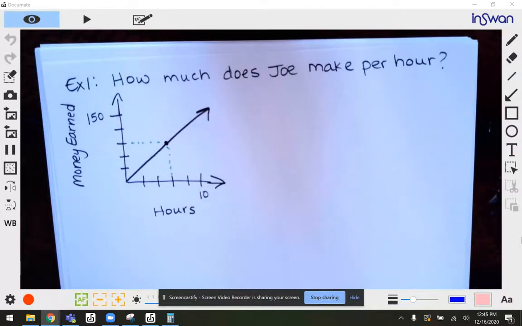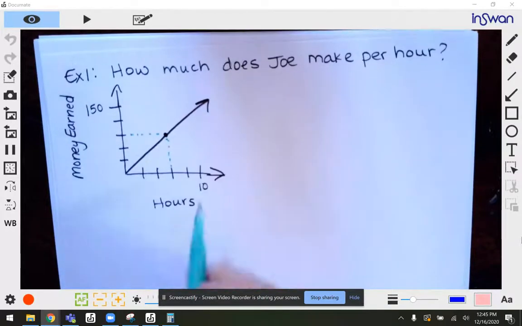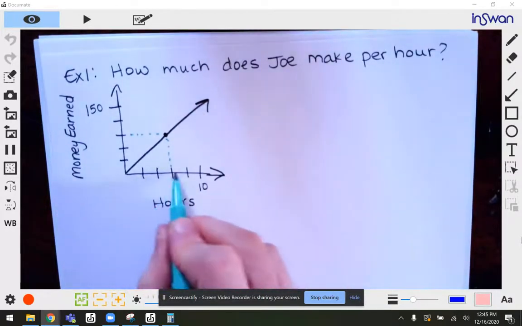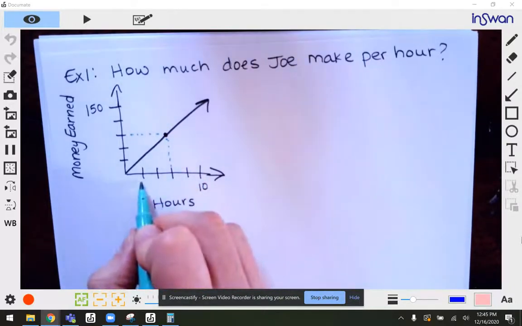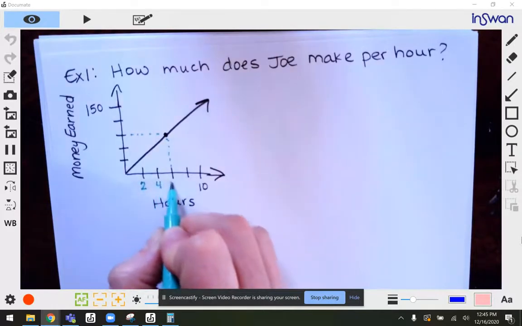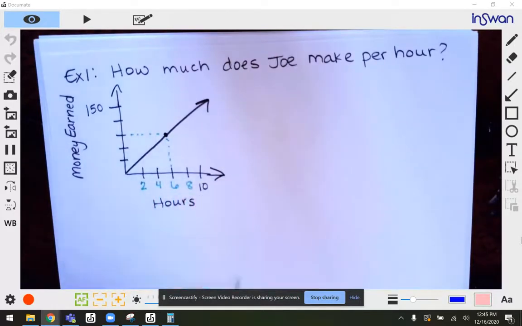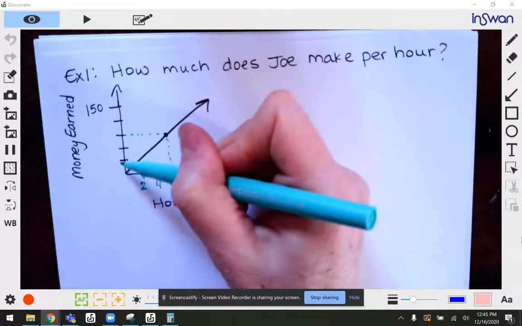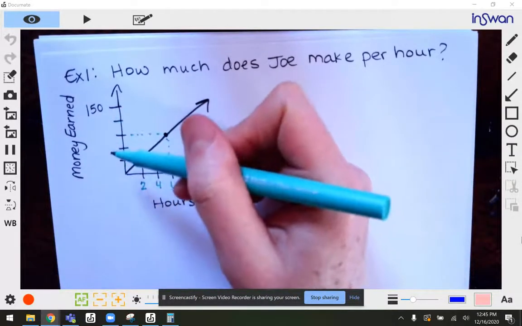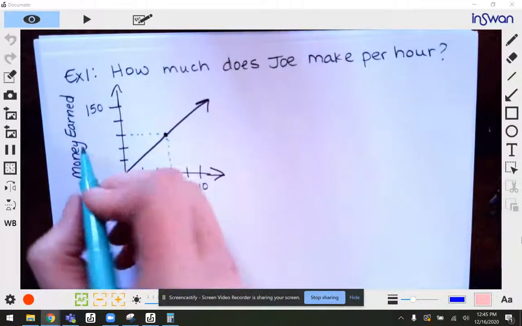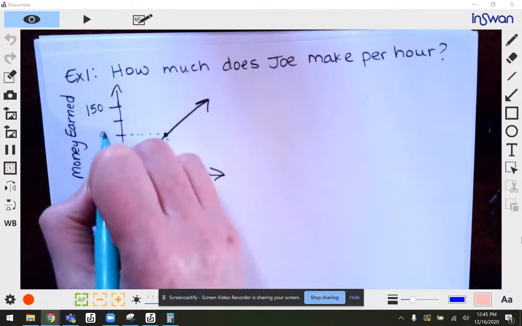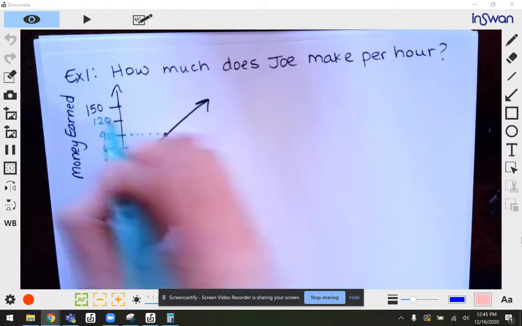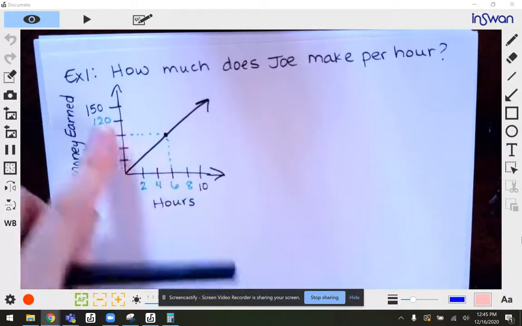So remember, the first thing we want to do is figure out our scale. So if this is 10 and there are 1, 2, 3, 4, 5 tick marks, 10 divided by 5 is 2. So I know I'm going by 2s. 2, 4, 6, 8, 10. This one is 150, also 5 tick marks. 150 divided by 5 is 30. So we're going in increments of 30 here. 30, 60, 90, 120. So now we've done half the battle. We've figured out what these are.